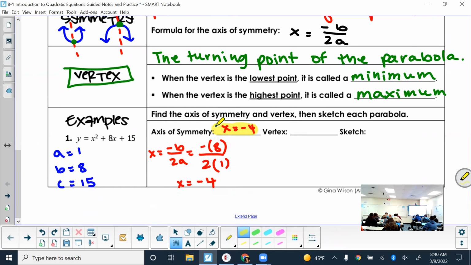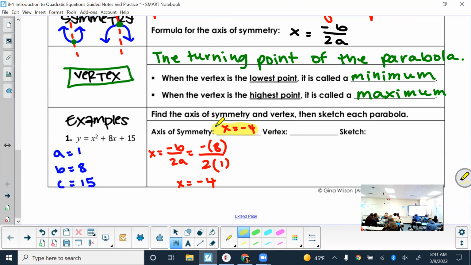All right, and just like, I don't know if you remember when we did exponential functions and asymptotes and all that, your axis of symmetry is the equation of a line. So you need to have the x equals in there. Equations have equal signs.